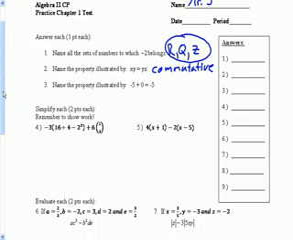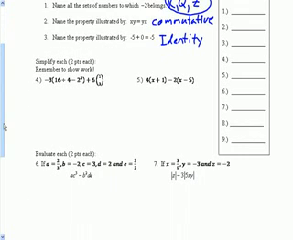All right. For the next one, it says name the property illustrated by negative 5 plus 0 equals negative 5. And this is our identity property of addition. So as long as you put identity, that's fine. It's identifying the number 5 by adding nothing to it. All right. For the next few, we're just simplifying.